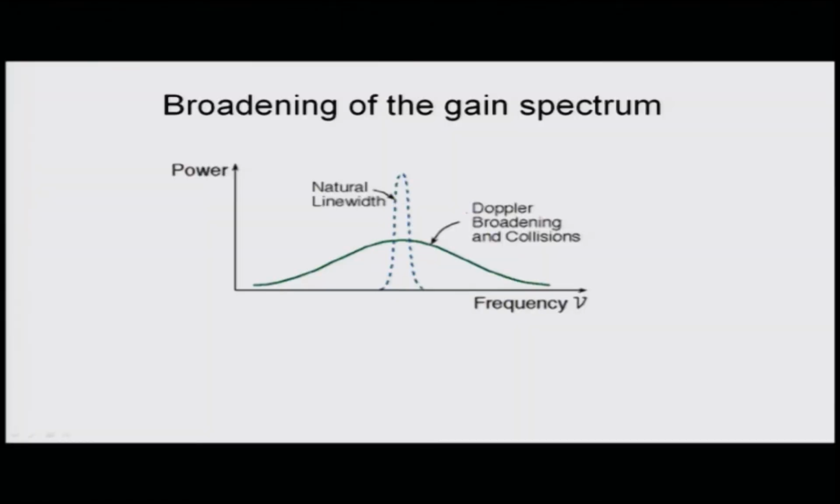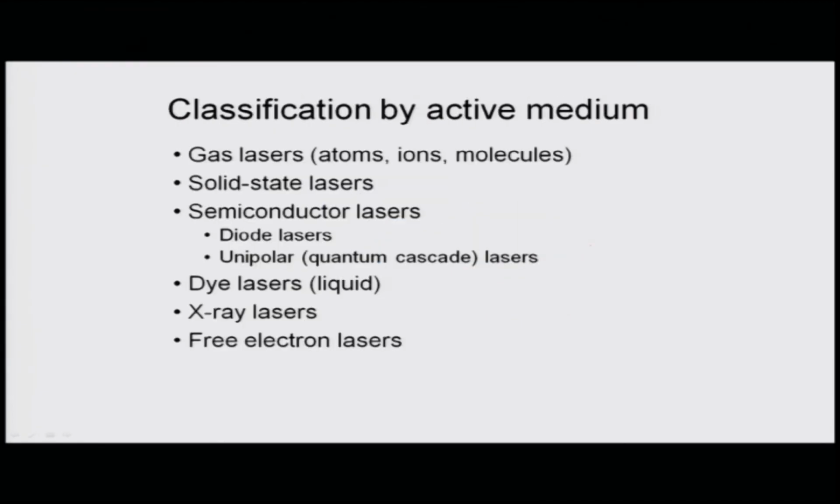The broadening of the gain spectrum is due to, as I mentioned, the Doppler broadening and collisions, with respect to the natural line width that we are considering. So, for instance, for the helium-neon case, which has atomic line transitions that are extremely narrow due to natural line width, the laser line width would be larger due to the broadening and collisions.